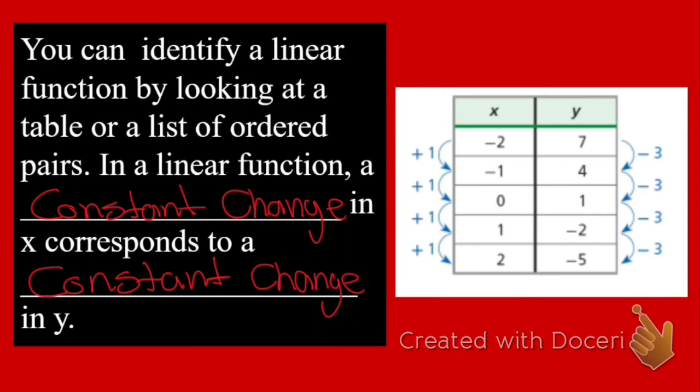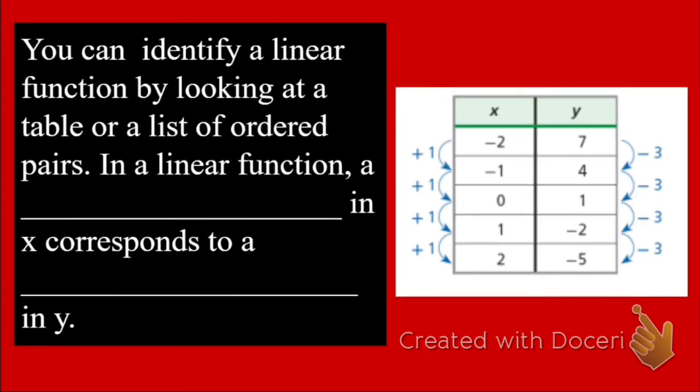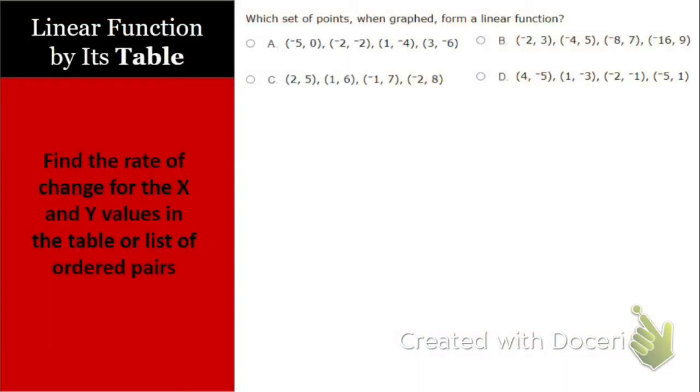It has to change at a constant rate on both sides. It can't be one number's different. They all have to be the same number, whether I'm dealing with my x or my y values. So let's look at some examples. In order for us to determine whether it's a linear function in a table, we have to find the rate of change for the x and the y values. In order to do that, especially with the list, we have to list them in a table and find those rates of change. Okay, so let's do that. Let's start with answer choice A.